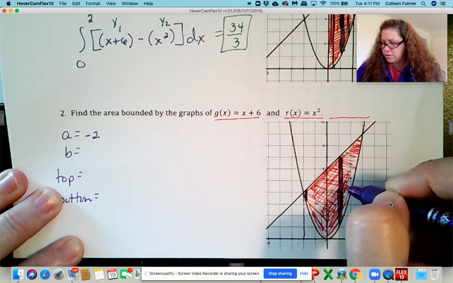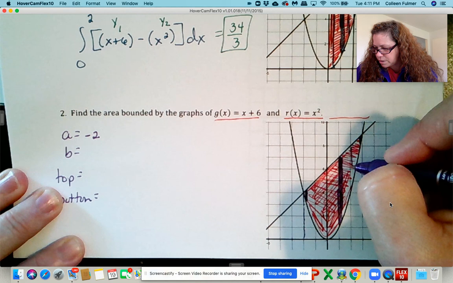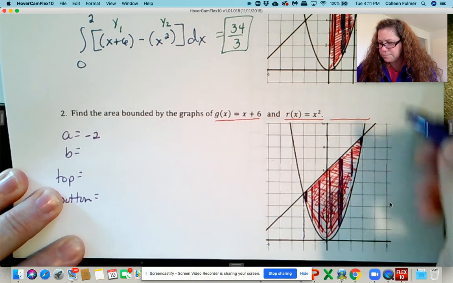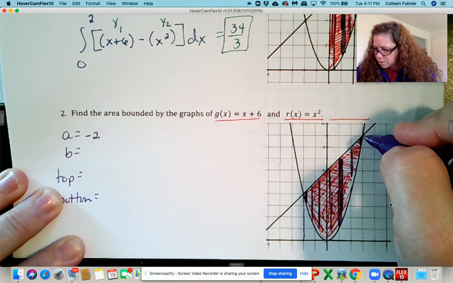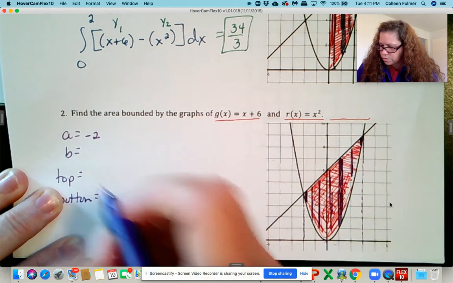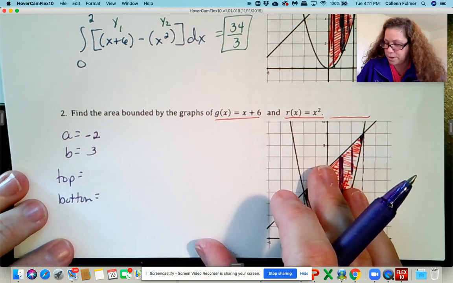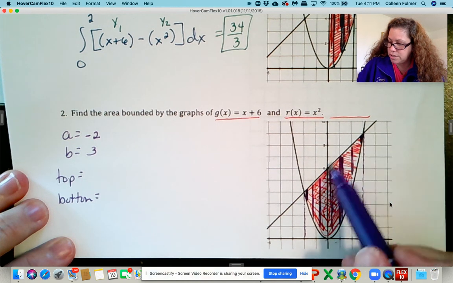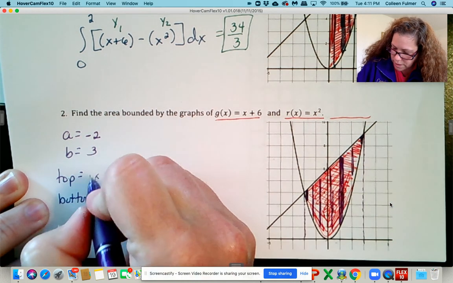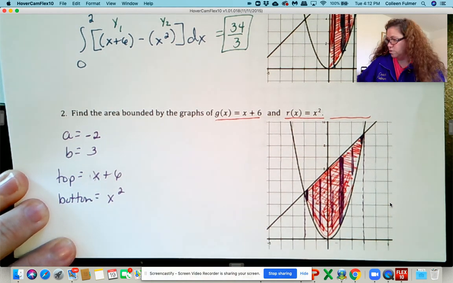And then you're going to do the same thing. You're going to visualize it going as far right as it can possibly go. So you would have this teeny tiny little rectangle up here. Remember, these are all different size rectangles in here, just like they were with Riemann sums. This tiny little rectangle would go all the way over here to this x value, which is 3. So my interval in this problem is -2 to 3. My top function is still the line, x plus 6, and my bottom function is still x squared.